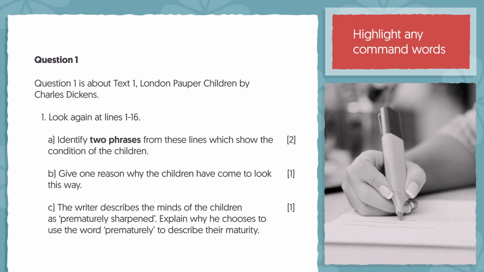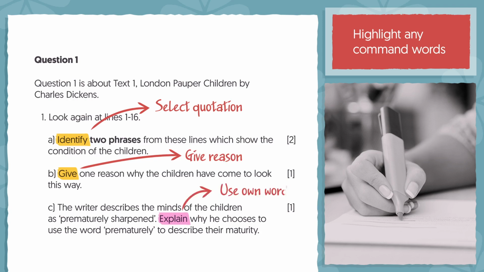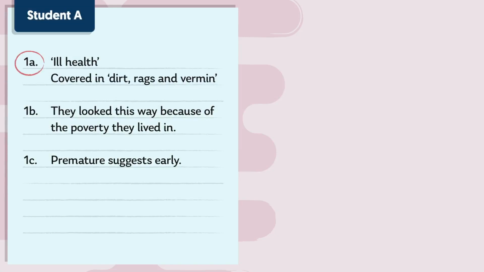It's a good idea to highlight or underline any command words too. The word identify means that you need to select a quotation. Give means that you need to give a reason. And explain tells you that you need to use your own words. Let's start by looking at student A's response to part A.